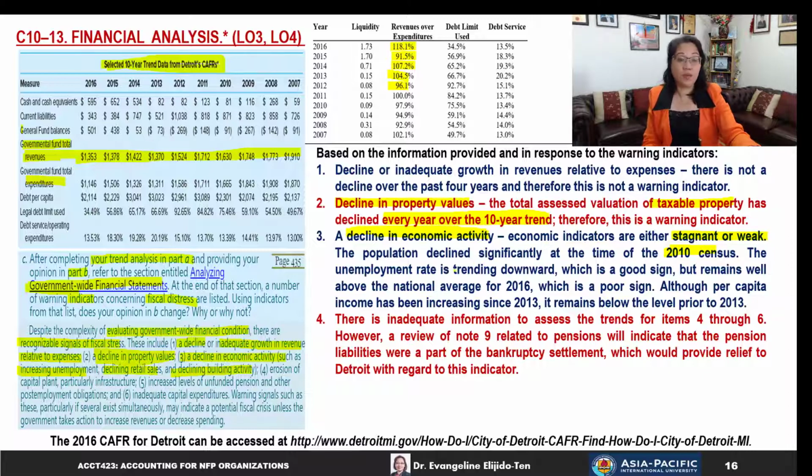The unemployment rate is trending downward, which is in a sense a good sign, but it remains well above the national average for 2016, which is a poor sign. So although per capita income has been increasing since 2013, this will be found in the CAFRs, it remains below the level prior to 2013.